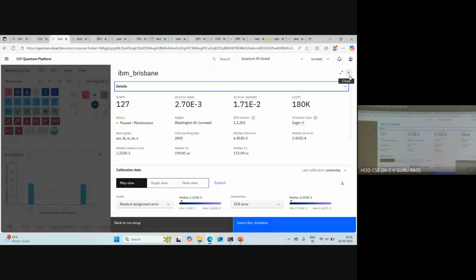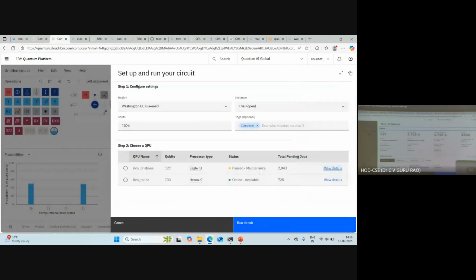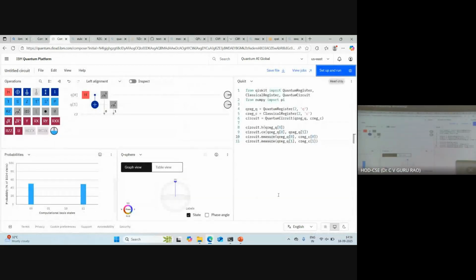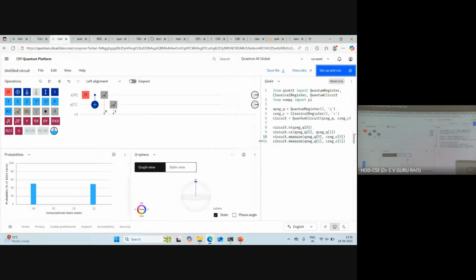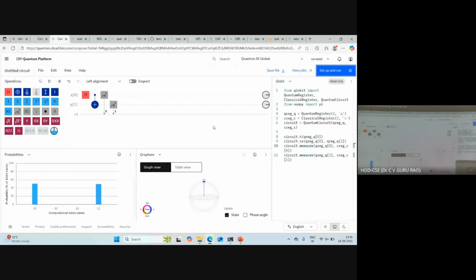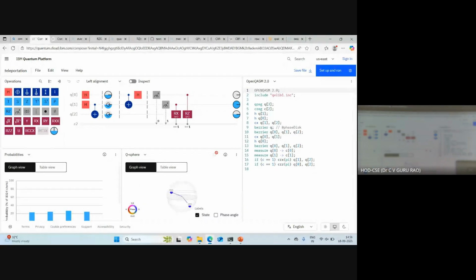So other things we do not have to go into detail. We just have to see what is there. So this is the basic composer. In composer, we can also go on and create another circuit over here. But it's better if we go for the programming. In programming, we have access to lots of other gates as well, and we can use that easily.